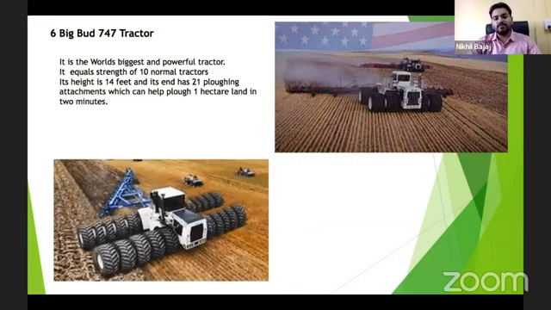So we should take more efforts to import such machines to our country and increase our agricultural farming products.